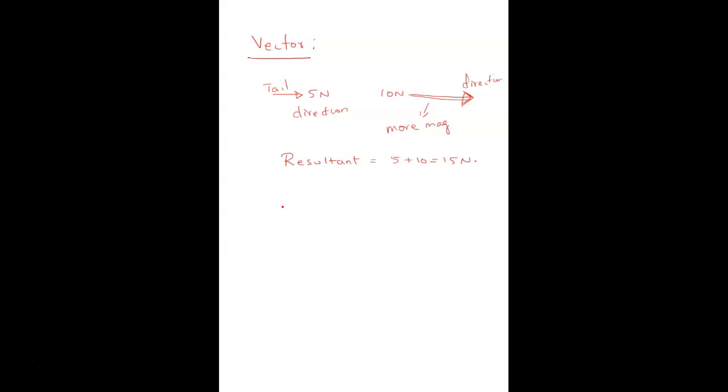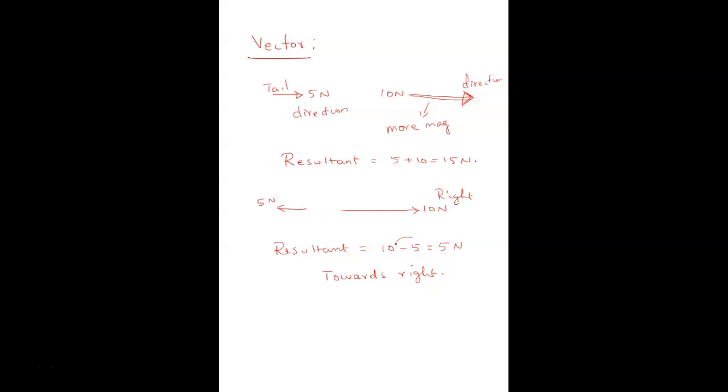Now, I want to change the direction of the 5 Newton, and I keep the 10 Newton in the same direction. Now the resultant will be 10 minus 5, which is 5 Newton, and towards the right, because the 10 Newton value is bigger and its direction is to the right. It is acting to the right. So the final answer will be to the right.